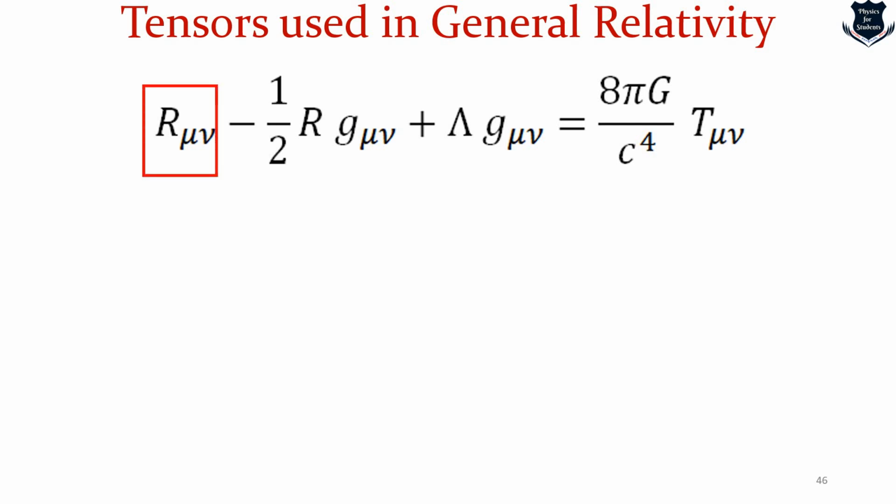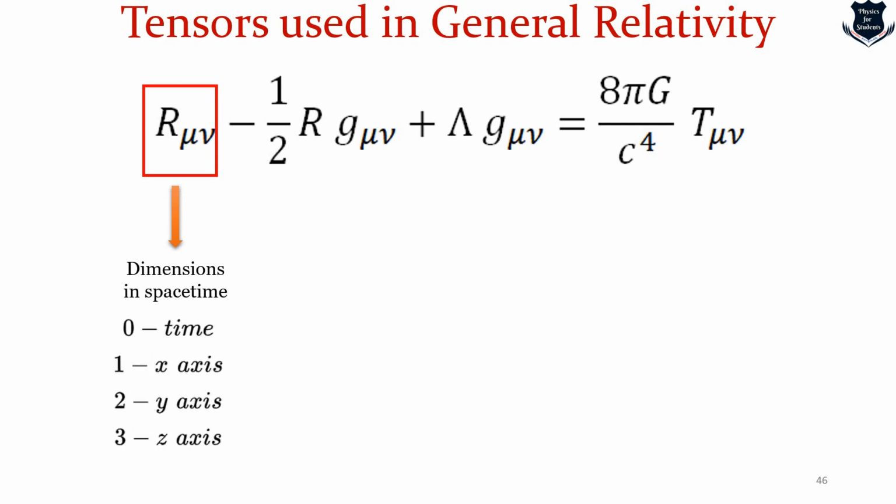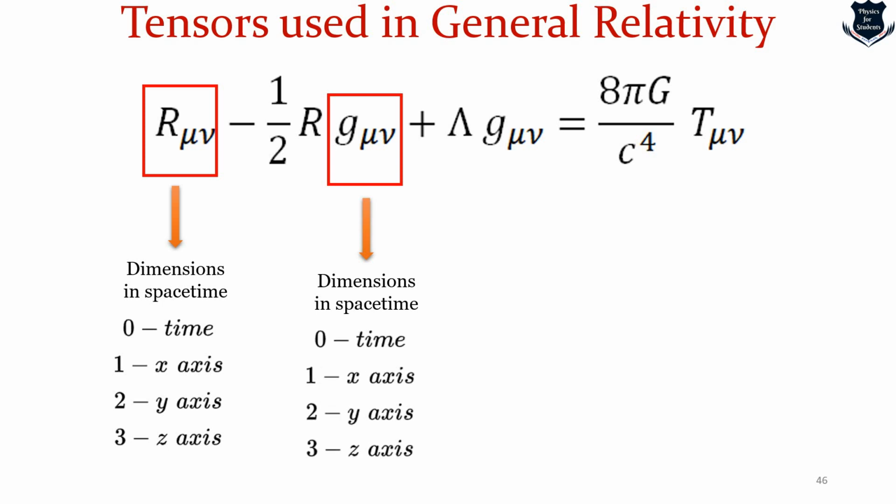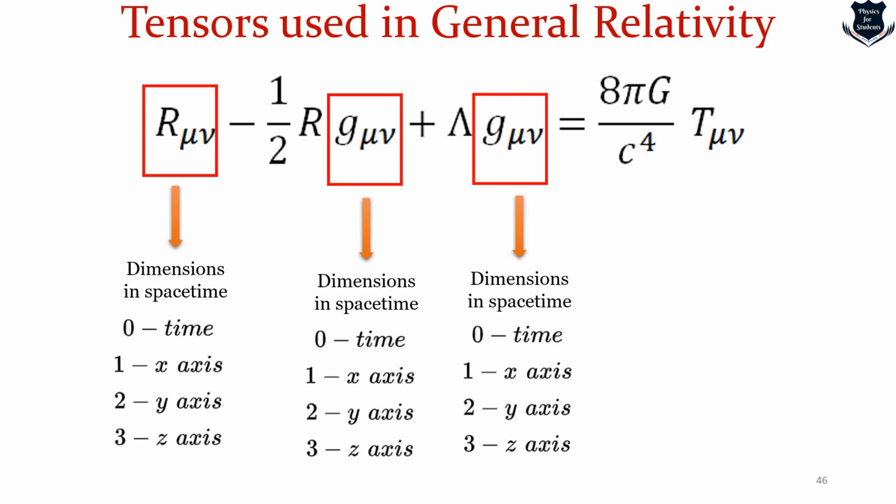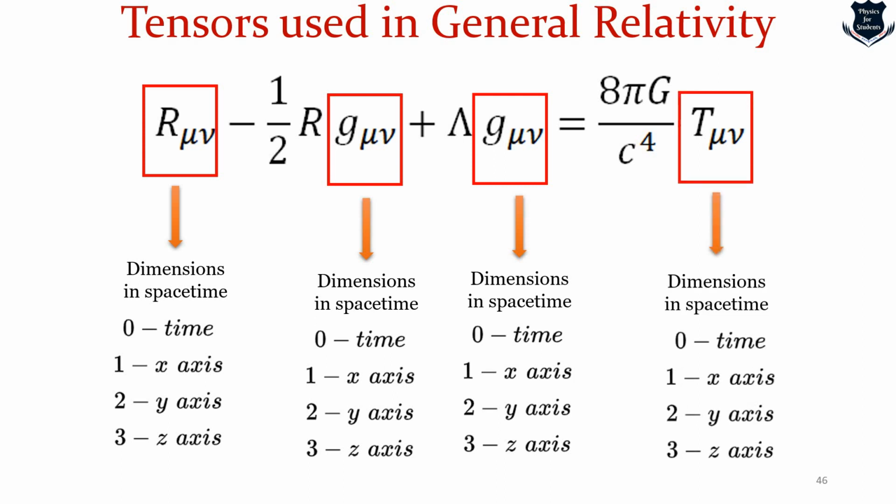So this first R mu nu actually shows the dimensions in space-time. 0 is the time, 1 is the x-axis, 2 is the y-axis, and 3 is the z-axis. This g mu nu also shows the dimensions in space-time 0, 1, 2, 3. Again, this g mu nu is also a dimension of space-time, 0, 1, 2, 3.